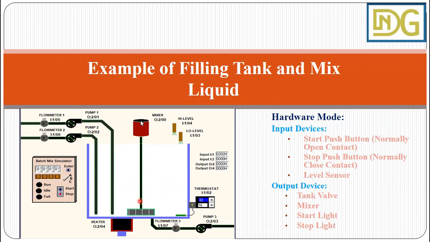The middle one is the mixture, which mixes our two liquids. This is the heater, and this is the flow meter, which moves the liquid forward from the tank and reduces the liquid in the tank. Firstly, we will take input devices and output devices.